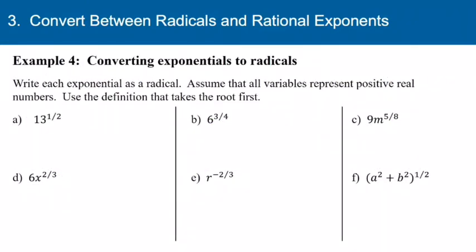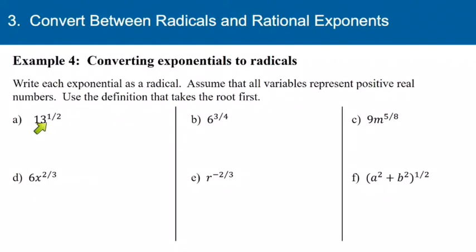Okay, here in example 4, we're again practicing converting these to radical form. So it says write each exponential as a radical, assume that all variables represent positive real numbers, and use the definition that takes the root first. So we'll have the radical inside the parentheses and the top number of our exponent applying as a power afterward.